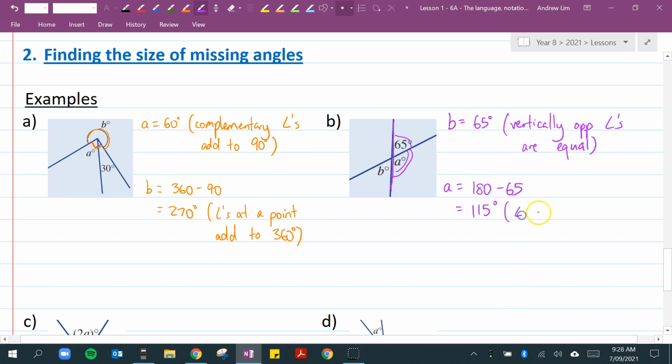I'm going to write here angle sum of a straight line. You could say, if you wanted to, supplementary angles add to 180 degrees. Both of them will be accepted.